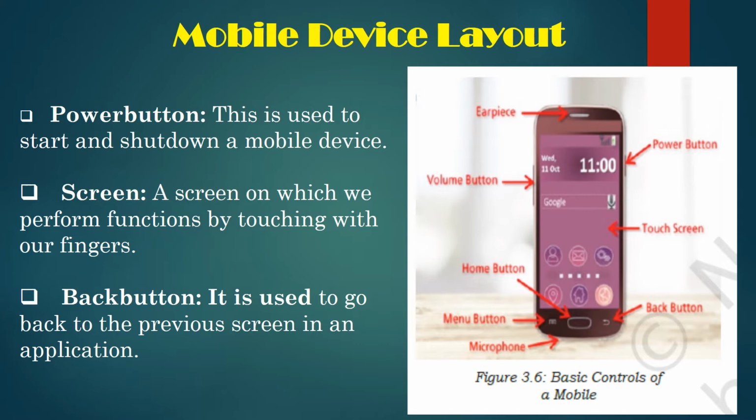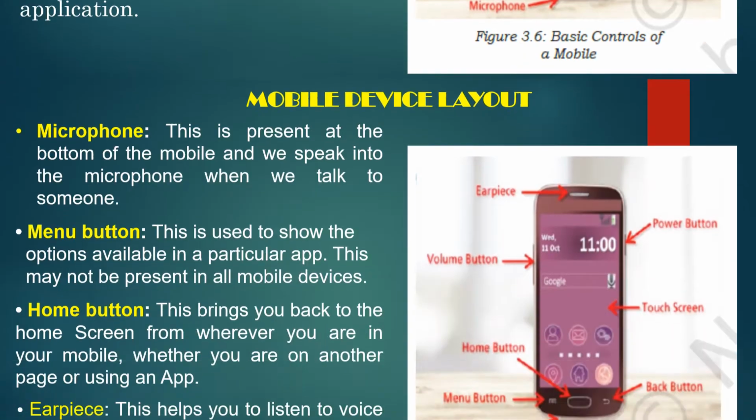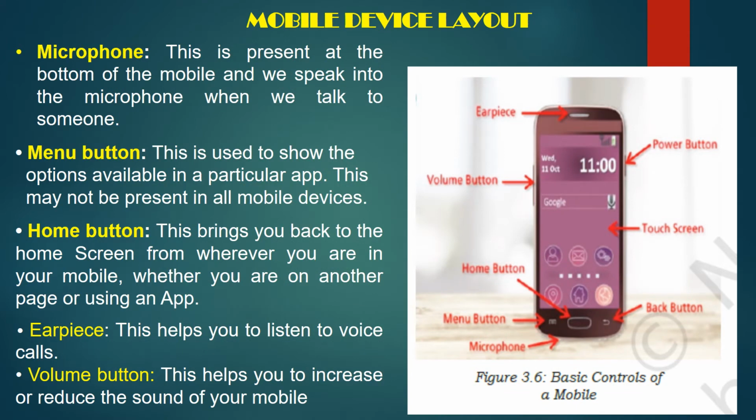Third one is back button. You use the back button to go back to the previous screen in an application. Next one is microphone. This is present at the bottom of the mobile and we speak into the microphone when we talk to someone. Next one is menu button. This is used to show the options available in a particular app. This may not be present in all mobile devices.